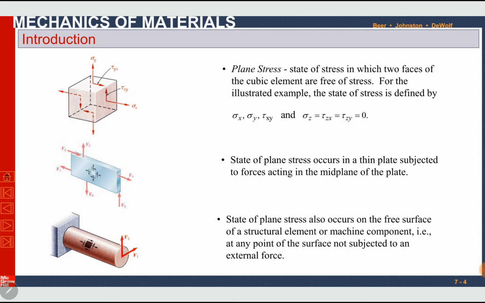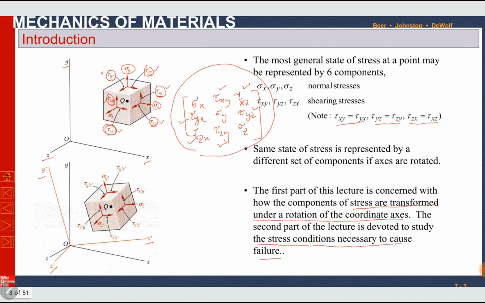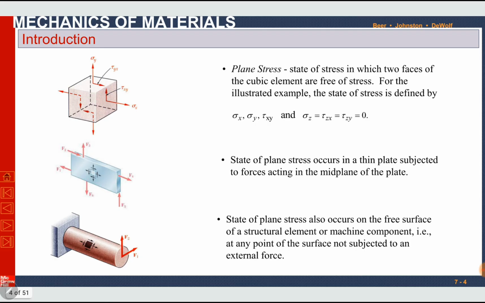What is plane stress? This cubic element has 6 faces. 3 faces are visible to us and 3 are hidden. Every 2 faces are perpendicular to some axis. For example, 2 faces are perpendicular to the x-axis, 2 to the y-axis, and 2 to the z-axis. So plane stress is a state of stress in which 2 faces of the cubic element are free of stress, but those 2 faces must be parallel. For example, here this face and the back face are free of stress. So only 4 faces are experiencing stresses.